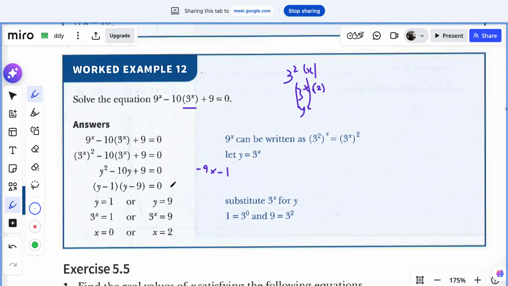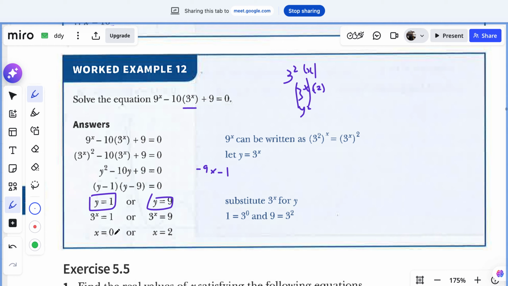So you equate each bracket to 0. Y minus 1 equal to 0, then y equal to 1. Y minus 9 equal to 0, y equal to 9. So you get this. Remember, when you get your y, that's not the end. You go to complete your assumption that you made. The assumption was that 3 to the power of x equal to y. So in place of y, now you put 1. 3 to the power of x equal to 1.